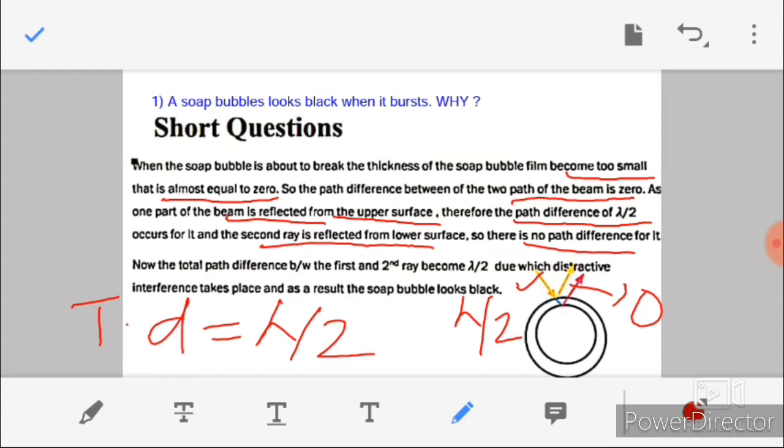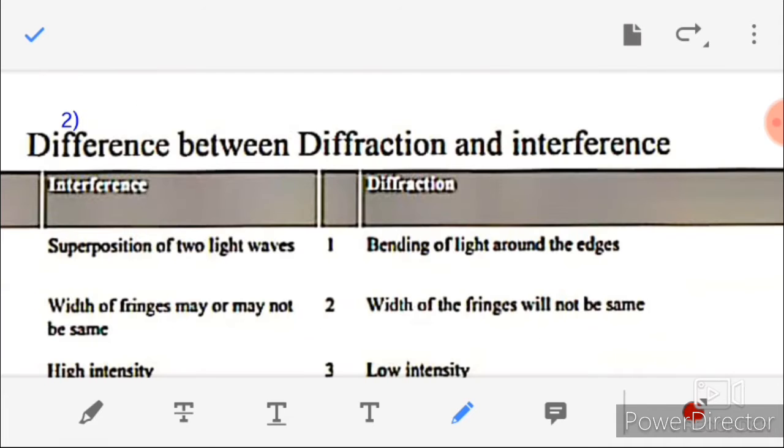Now the total path difference between the first and second ray becomes lambda by 2, due to which destructive interference takes place, and as a result the soap bubble looks black. So this is the answer of question number 1. Now moving towards question number 2. The second question is, differentiate between diffraction and interference. Here is interference and here is diffraction.